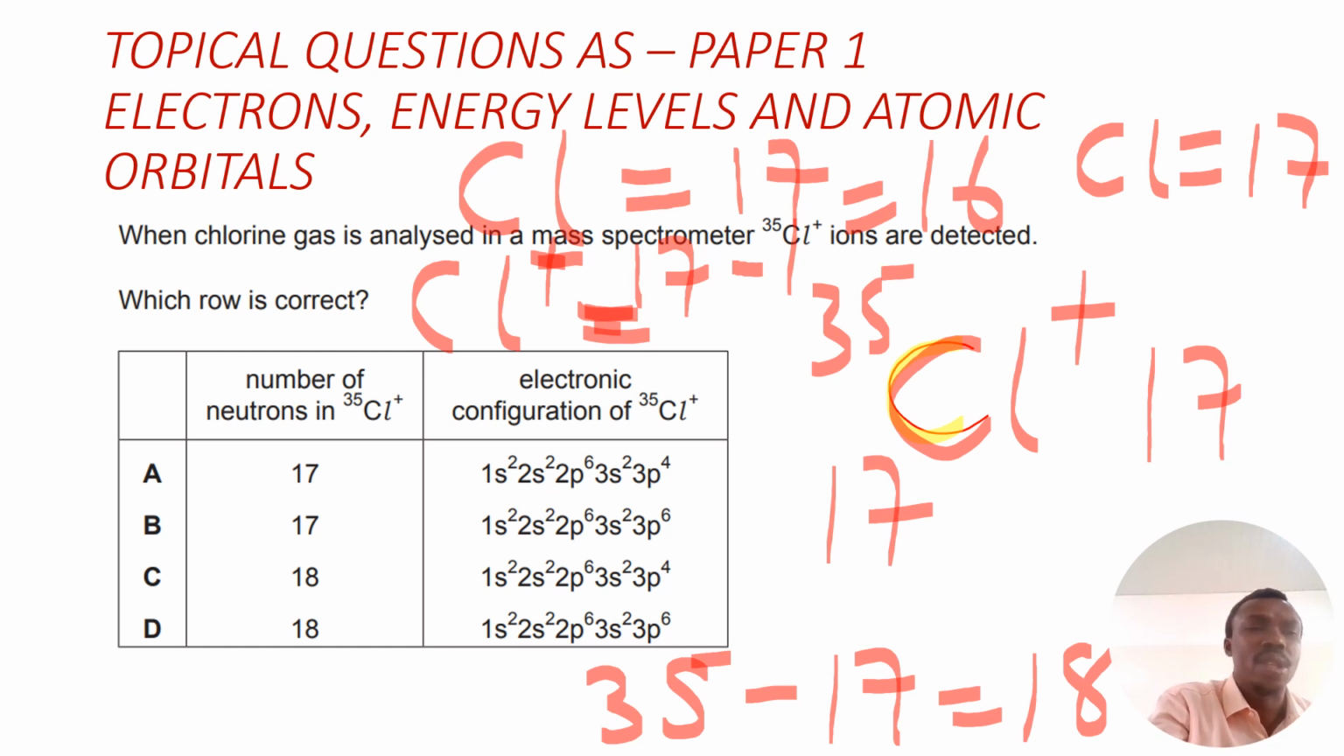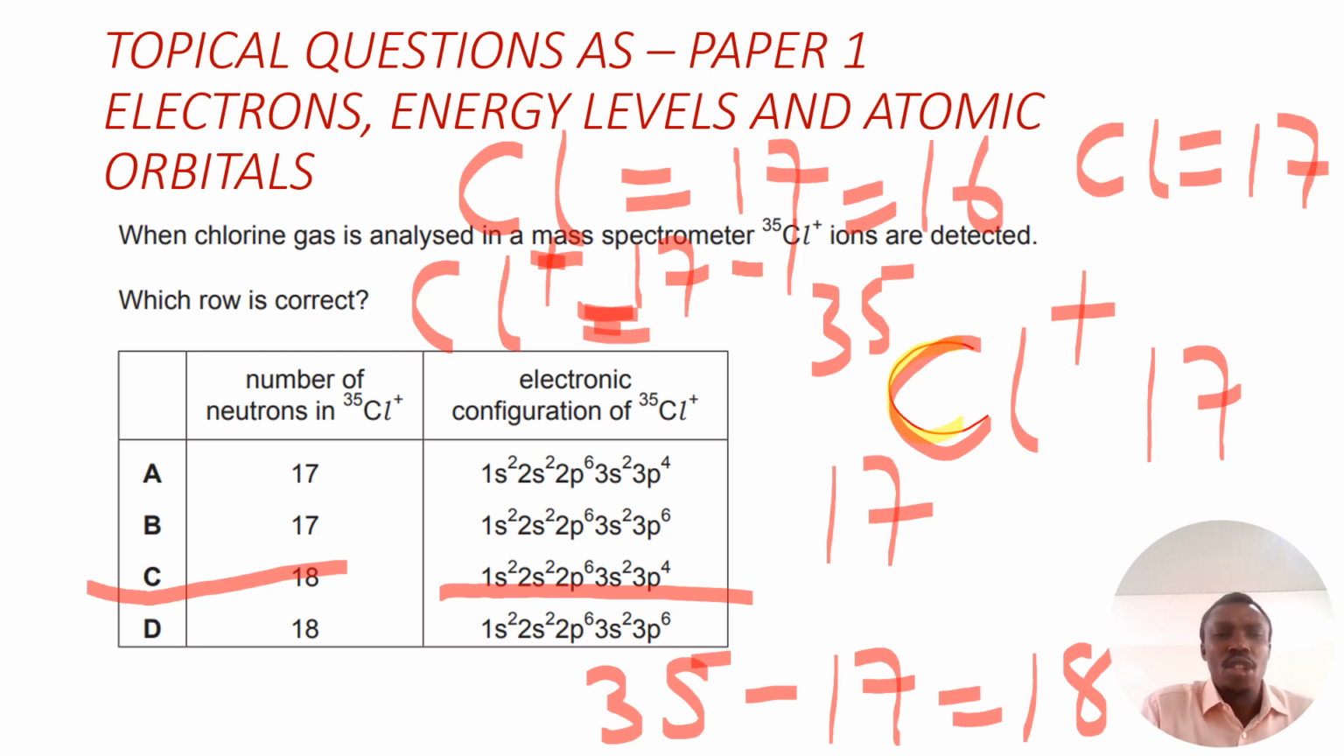So the answer to this question is what? C. C is the answer. Number of neutrons is 18, and number of electrons is 16. You look at the electronic configuration, it follows the Aufbau principle. So the correct answer to this question is C.